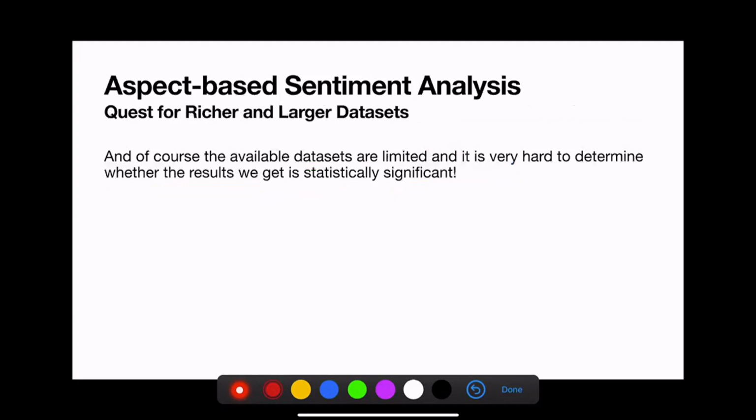Basically, the SemEval data sets which we use now are very small scale, and if you get a 2% or 3% improvement in the accuracy, it's really hard to say whether the accuracy is stable, whether it is statistically significant, because we worked on this domain and we really found a very unstable improvement across the systems.